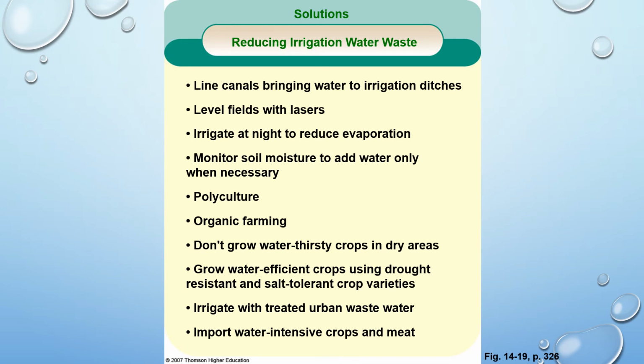So going to hit the highlights here on reducing irrigation water waste. A couple of the best ways would be irrigating at night to reduce evaporation, and monitoring soil moisture to add water only when necessary. Don't grow water-thirsty crops in dry areas, duh. Grow water-efficient crops using drought-resistant and salt-tolerant crop varieties. Irrigate with treated urban wastewater. The plants aren't going to care if it's not drinkable for humans. So these are options for reducing irrigation water waste.